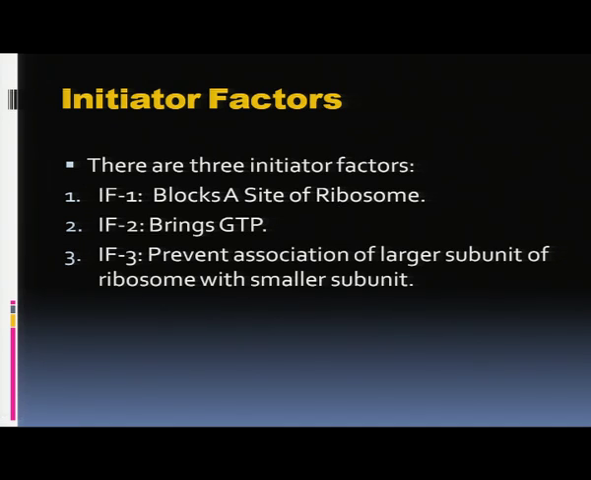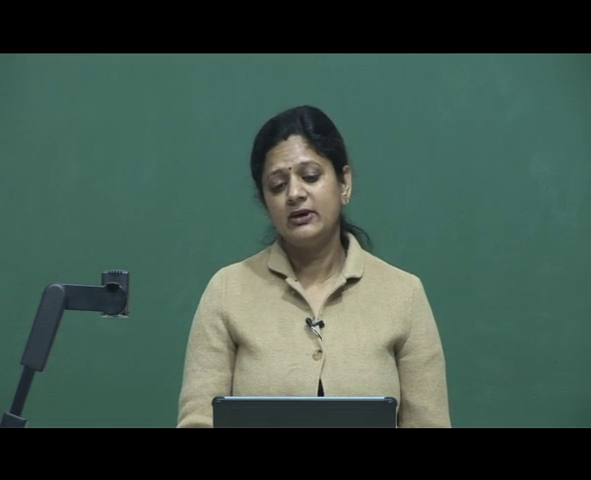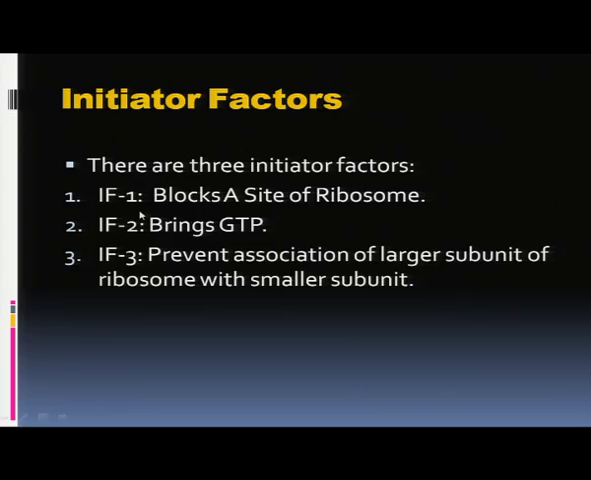As we learned, the ribosome has 3 sites: A site, P site and E site. The A site is blocked by IF1 during the initiation of protein synthesis. The second one is IF2, that is initiation factor 2, which brings a GTP molecule as an energy source. And the third one is initiation factor 3, which prevents association of the larger subunit of the ribosome with the smaller subunit.